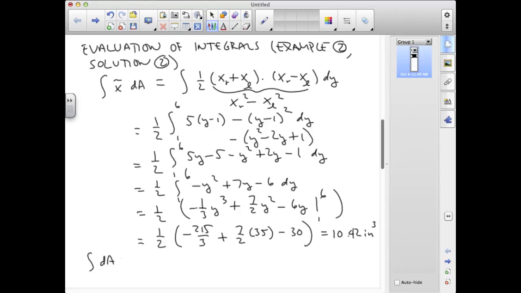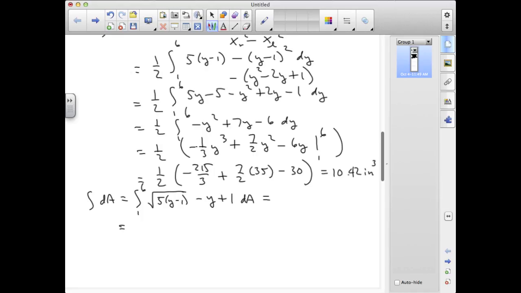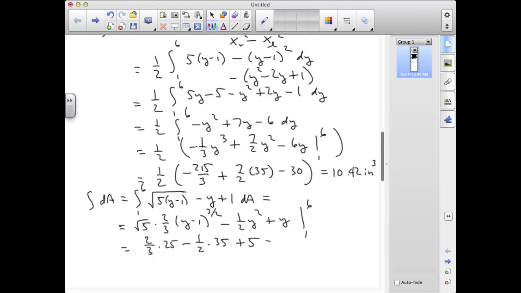The integral dA is the integral from 1 to 6 of root 5 times y minus 1 minus y plus 1 dy. For the first integral, we can pull out the root 5, and then just focusing on the square root of y minus 1 in the integrand, that integrates to 2/3 times y minus 1 to the 3/2. And then the other two terms give us a minus 1/2 y squared plus y between these limits, which gives us this result, which is also 4.167 inches squared.